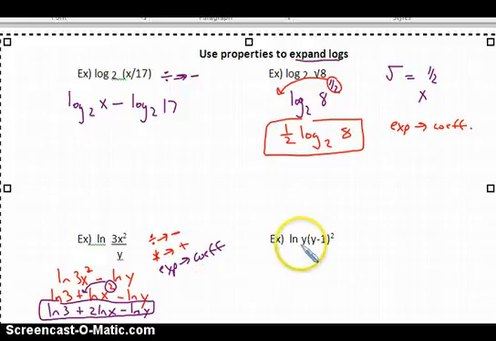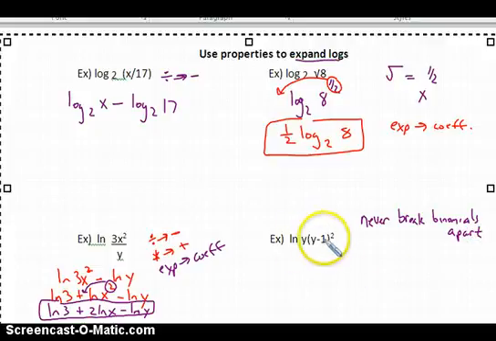Now with my next problem, one thing that I want to keep in mind is sometimes when I see subtraction like this, I think I should write it as division. But when you see a binomial, you never break the binomials up. So let's write that note over here. Never break binomials apart. So I don't want to break this binomial apart.